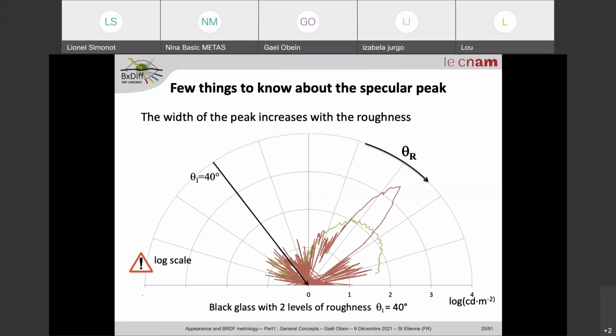Here it's two samples, one very rough, one more glossy. And be careful, this is a log scale here, so this is decades, four decades here. So in fact, this peak is really, really big compared to this one, because the roughness is different.